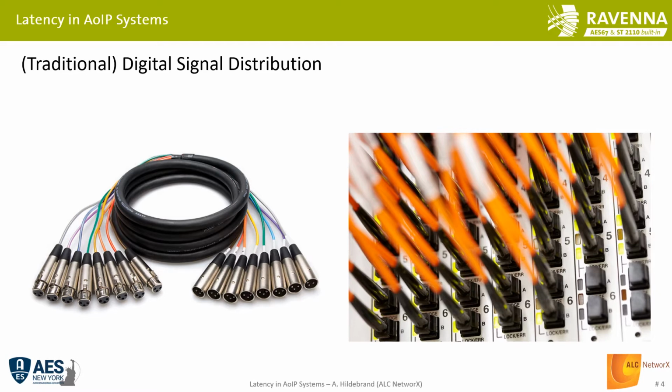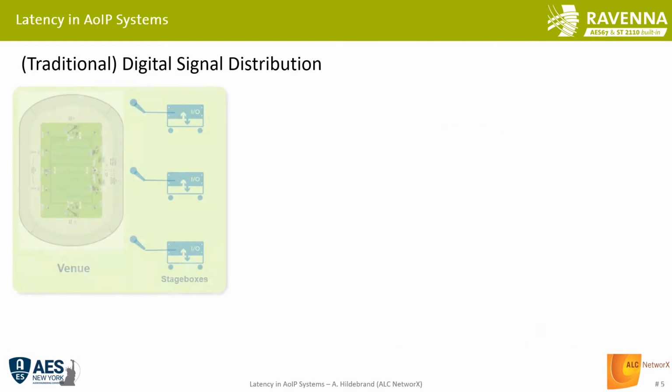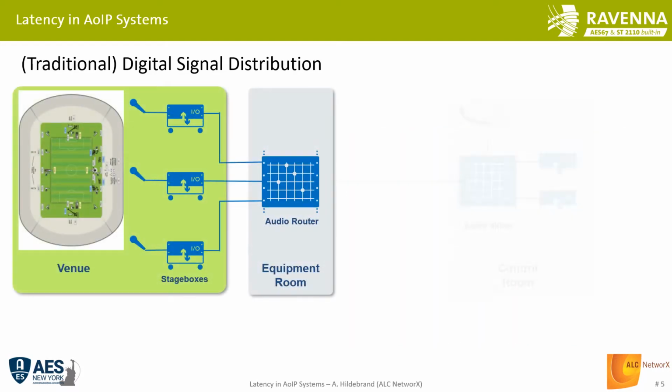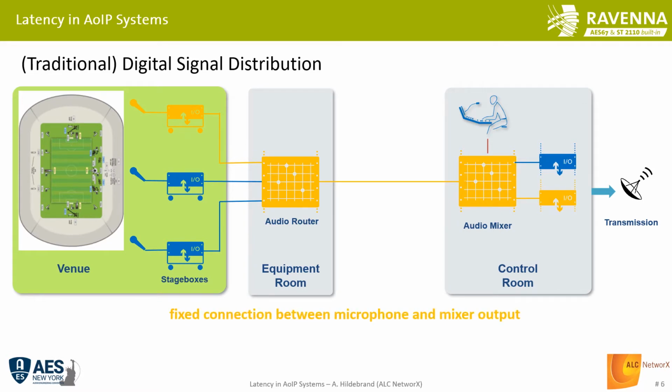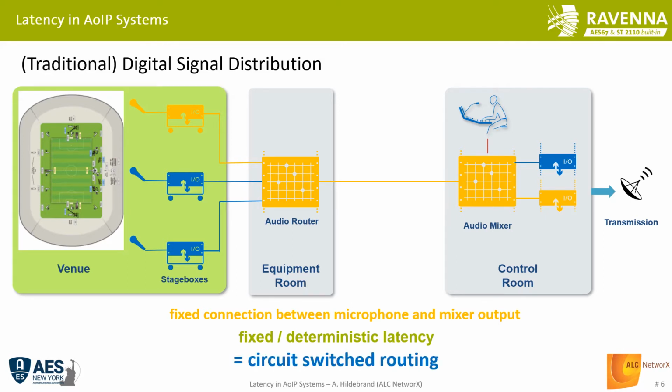Here's an example of a live setup. We have a stadium, an audio router, a mixer, and then a transmission chain in the back. Basically, what all this is about is a fixed connection between, if we look at a particular microphone, the microphone and its destination, right? So even if we have a routing system in between, we establish a fixed connection from source to endpoint. And that is what we call a circuit-switched routing system, because in the end, we always establish circuits, right?